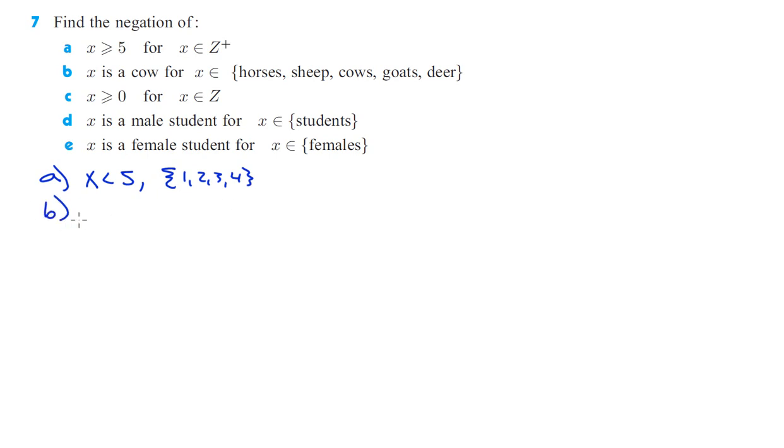Okay. B, x is a cow, for x is an element of horses, sheep, cows, goats, and deer. So if we're going to do the negation of that, x is not a cow, right? That would be one way to write it. Or we could also just write horses, sheep, goats, and deer. Okay, I'm going to stick with just x is not a cow. That seems to be probably the easiest way, because would it be horses, sheep, goats, or deer, or horses, sheep, goats, and deer? X is not a cow is probably going to be our best bet.